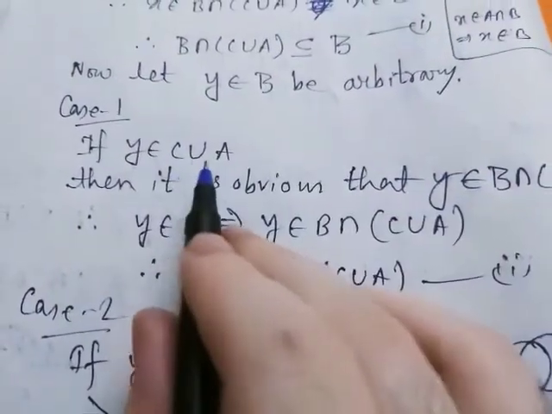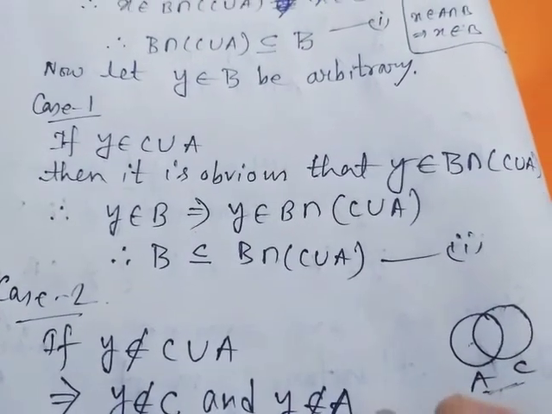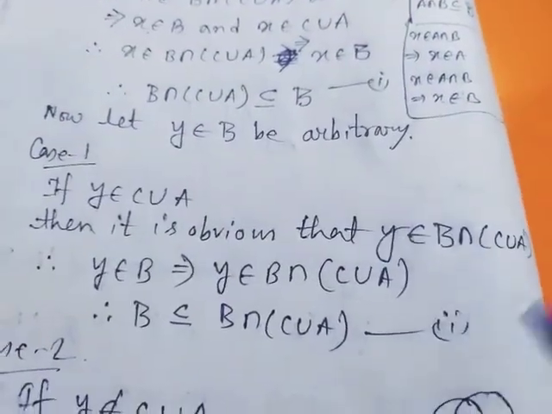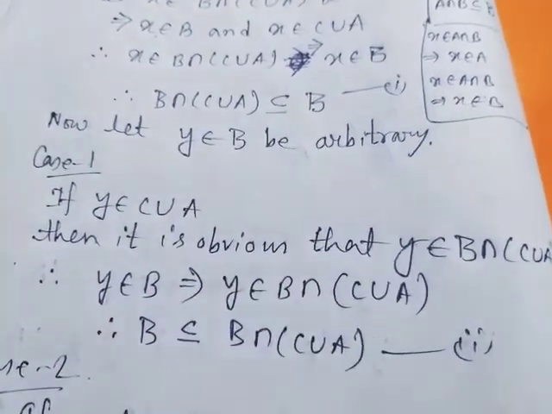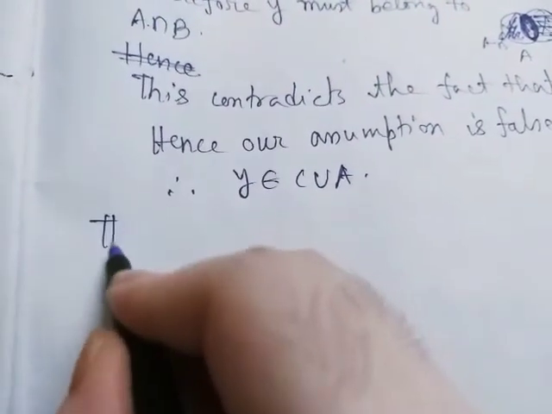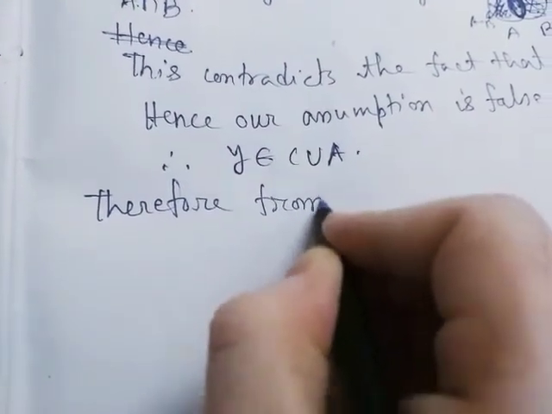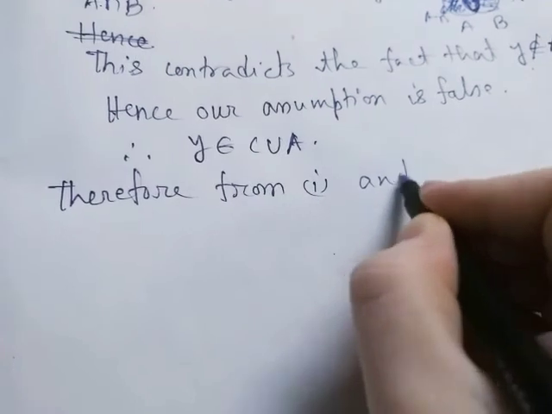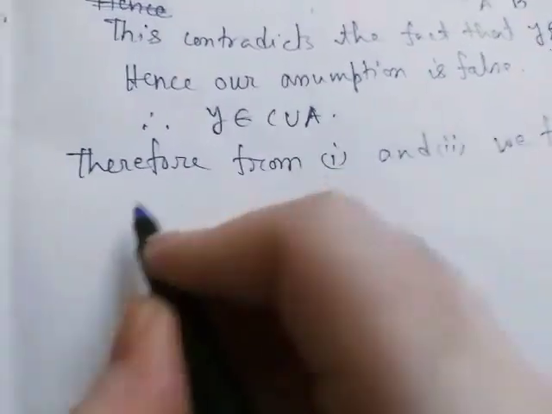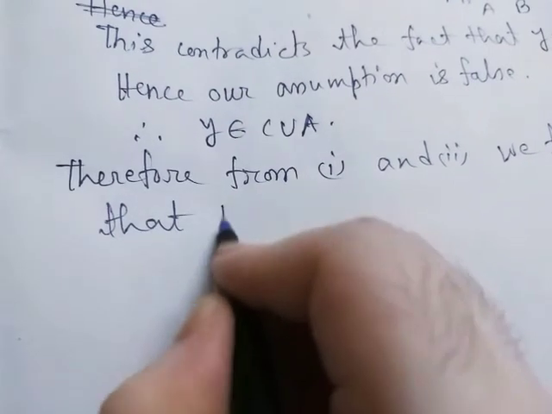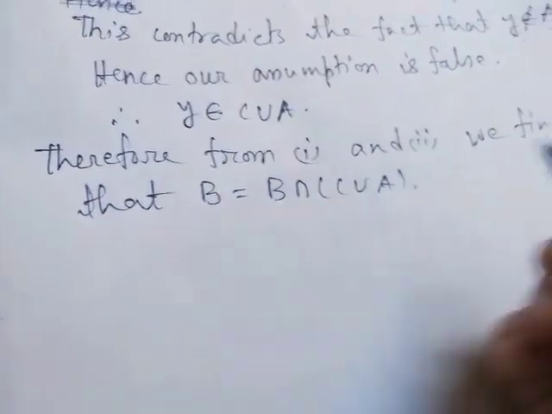Now, if Y belongs to C union A, we have already proved B is a subset of B intersection (C union A). Therefore, from 1 and 2, we find that B equals B intersection (C union A).